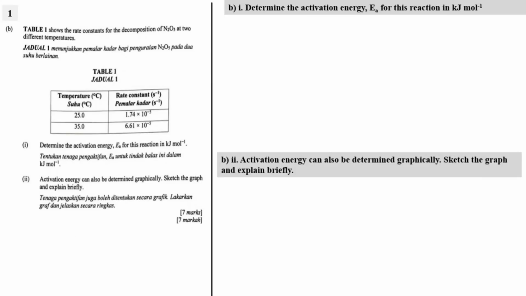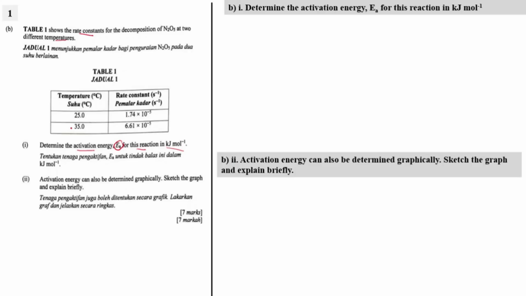Now for question 1b, table 1 shows the rate constant for the decomposition of N2O5 at two different temperatures. So at the temperature of 25 degrees Celsius, the rate constant is 1.74 times 10 to the power of negative 5 per second. And at the temperature of 35 degrees Celsius, the rate constant is going to be 6.61 times 10 to the power of negative 5 per second. So for question B1, we need to determine the activation energy, EA, for this reaction in kilojoule per mole.